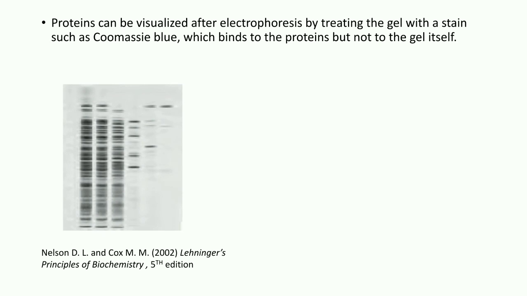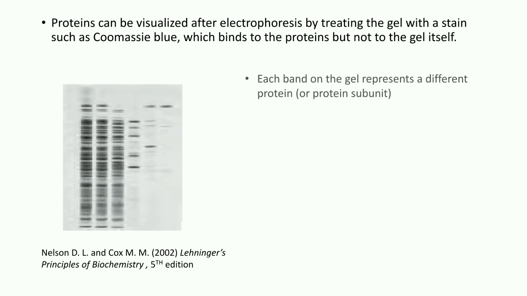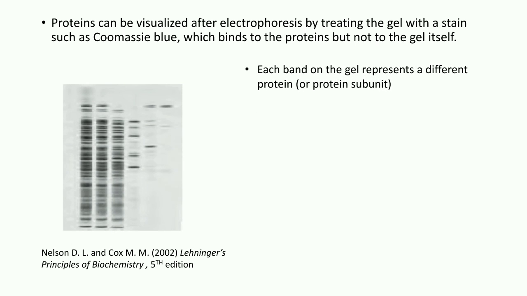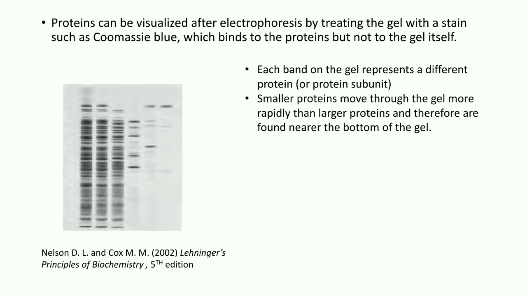So this is a figure from Principles of Biochemistry. In this you can see a number of bands, and each band on the gel represents a protein. Small proteins move very fast through the gel and the larger ones are quite slow. Therefore, the smaller proteins are found towards the bottom of the gel.